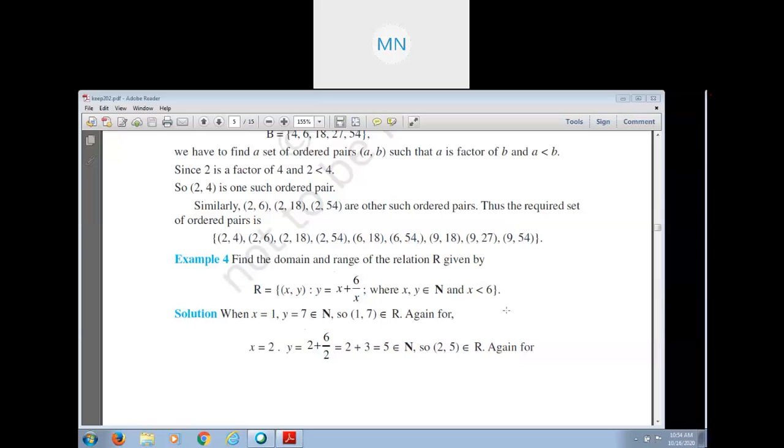Yes, ma'am. Do you understand? Yes, ma'am. Because x, y belongs to N means natural numbers, and the condition is also x strictly less than 6. That means natural numbers start from 1, and the condition is x is strictly less than 6. So x takes the values from 1 to 5. Okay.